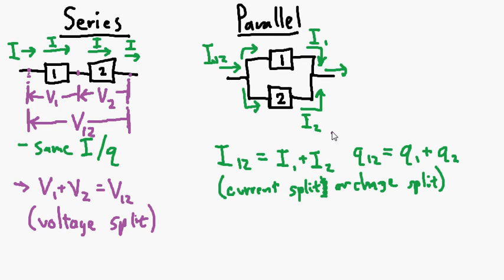Okay. And then we've got an overall voltage change from this point to this point, and that is V. Okay? So we have the same voltage across both, even though the current split.